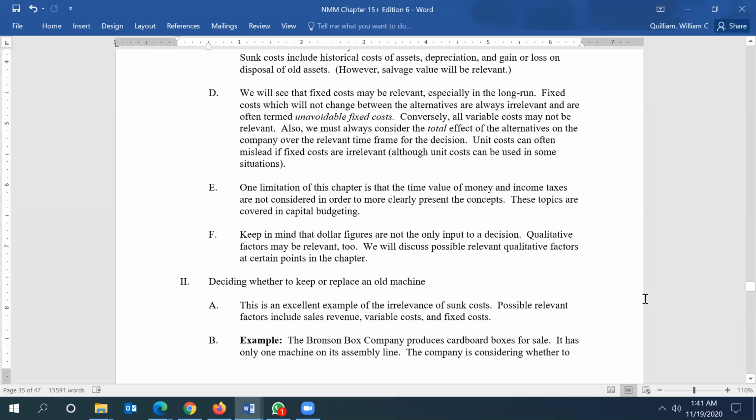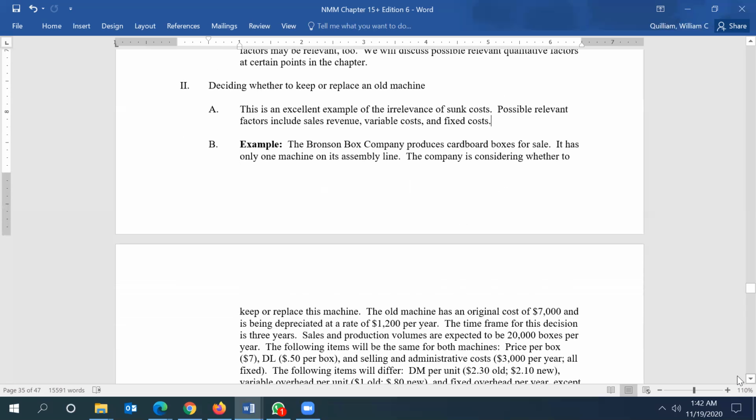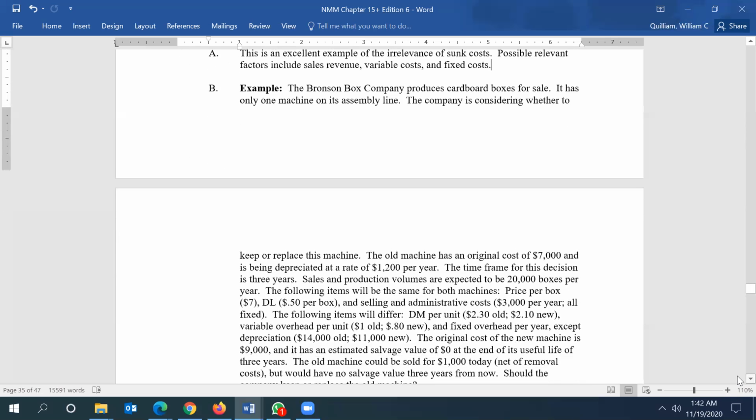Well, the first decision scenario is considering whether to keep or replace an old machine. This one will go a bit out of the 1 year time frame, but that's okay. So this is an excellent example of the irrelevance of fixed costs. And possible relevant factors include sales revenue, variable costs, and fixed costs. So here's an example. Let's consider the Bronson Box Company, and they produce cardboard boxes for sale.